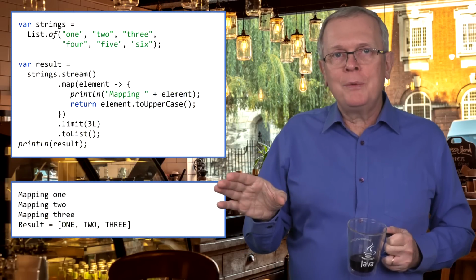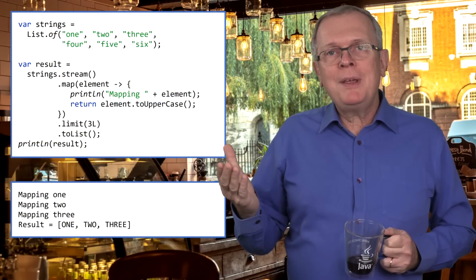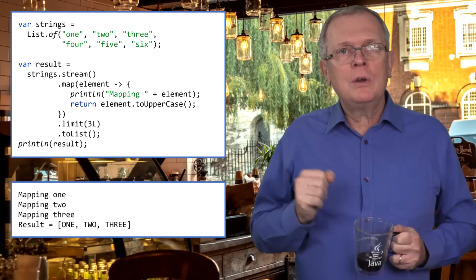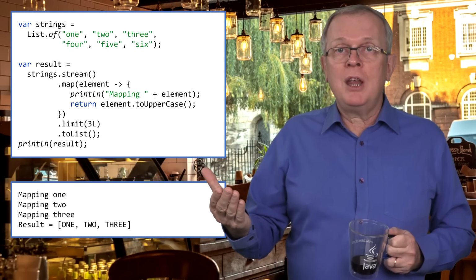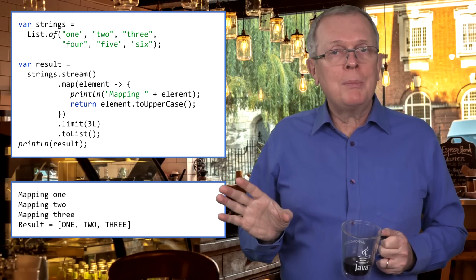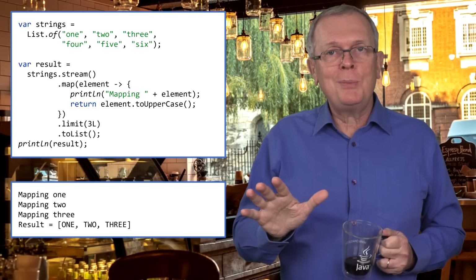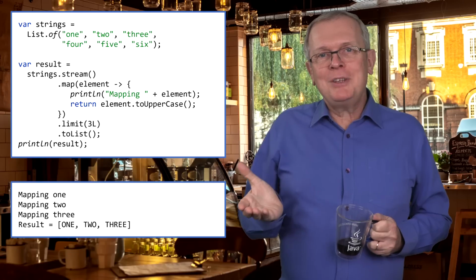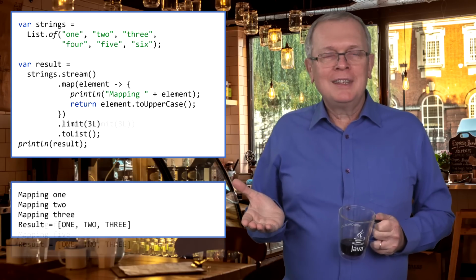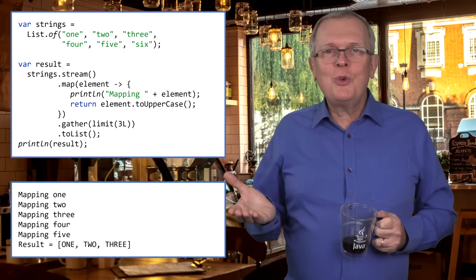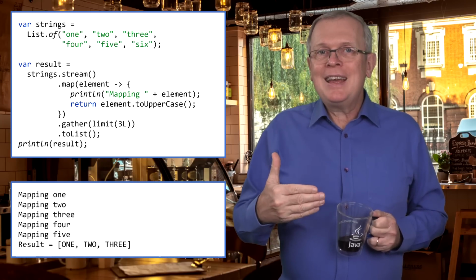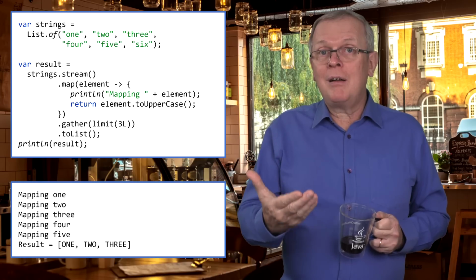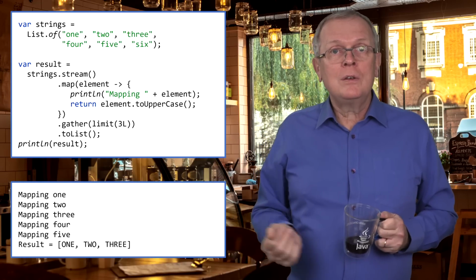Let me run this code where the mapper prints a message on the console. And as you can see, the mapping is applied to the first 3 elements of the stream. Why? Because the call to limit interrupted the stream after 3 elements, so no unnecessary mapping was computed. The stream API is smart. Let me try the same with our limit gatherer. And as you can see, it does not work so well. The stream is actually not interrupted. Everything continues, and some unnecessary mappings are computed, which is a waste of resources.